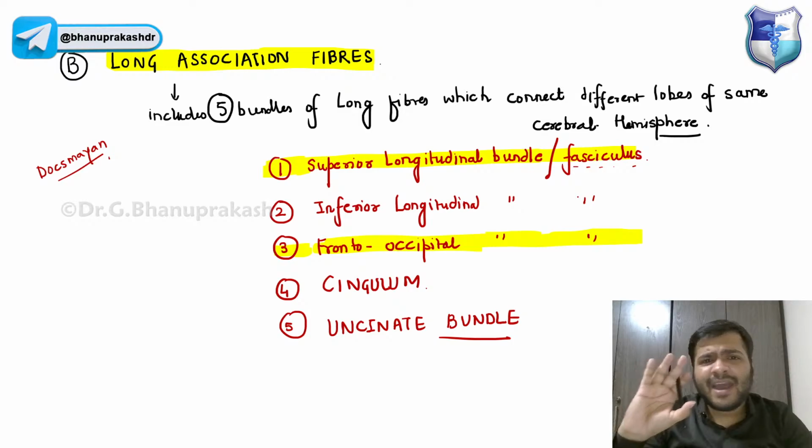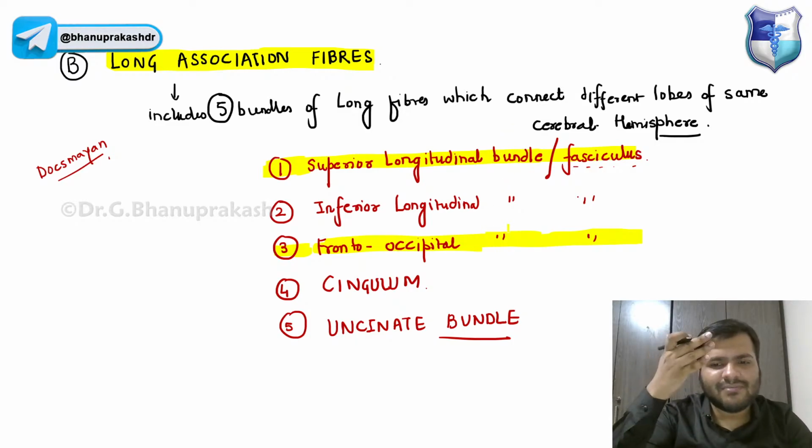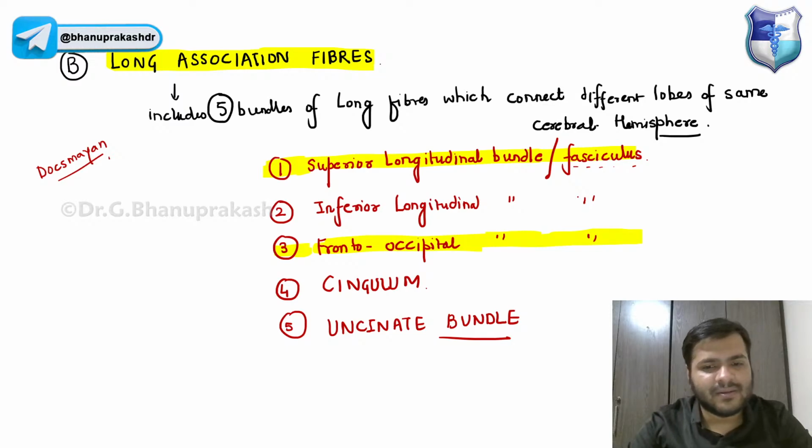Okay. Now we have the same matter of this white bundle, right? Running from the same lobes, frontal to occipital. Now, what is the difference, guys? Can anyone tell me what is the difference, guys?